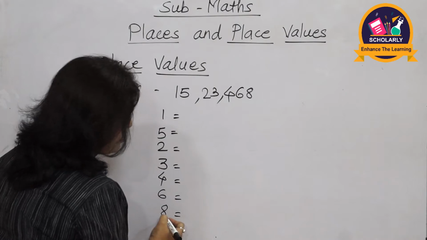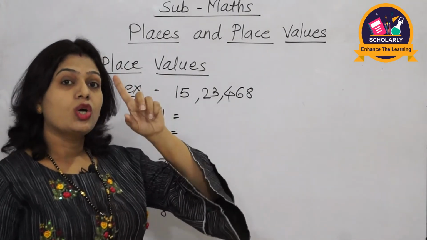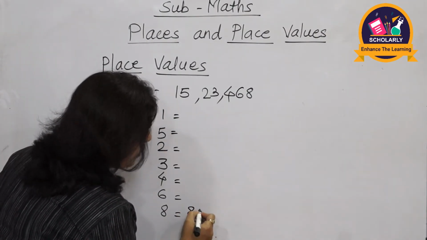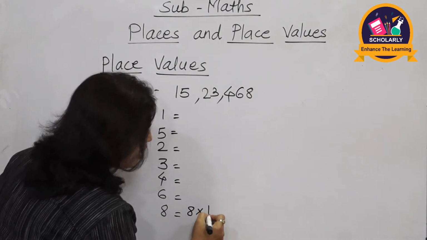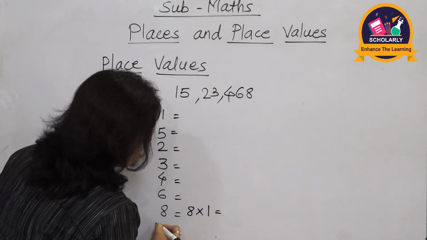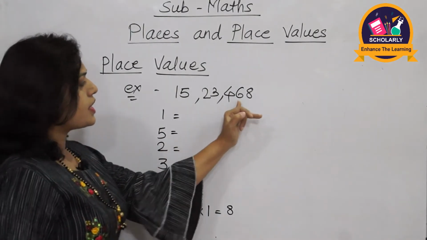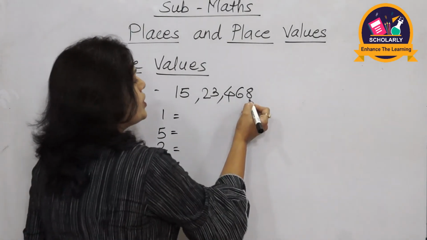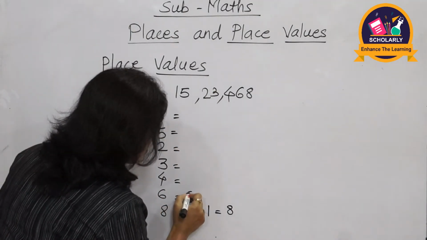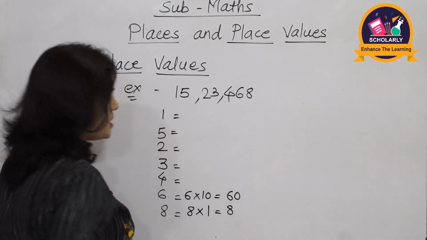So let's see the place value of this 8. As we know, this 8 is at the unit place. So to calculate the value of this 8, we have to multiply this 8 by 1, that is unit. So the value of this digit is 8 into 1. 8 ones are 8. Then comes 6. After unit, the place is, as we know, 10 place. So 6 into 10, that is 60.